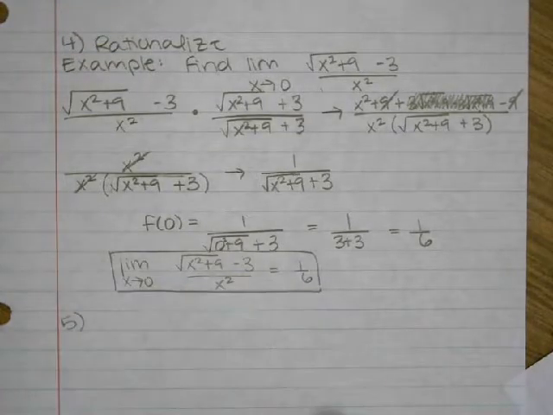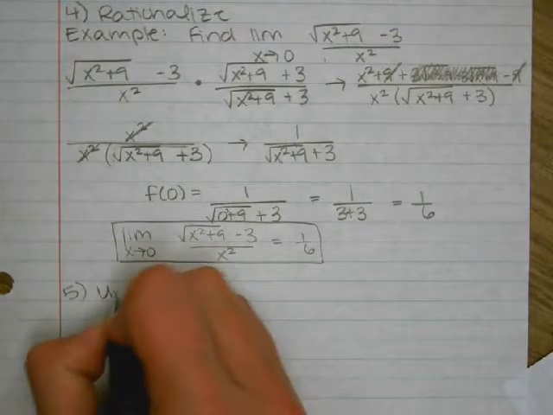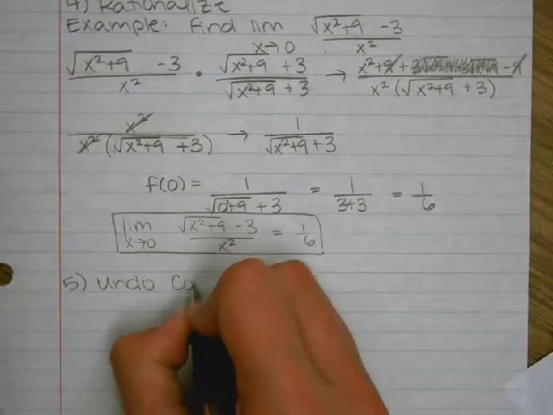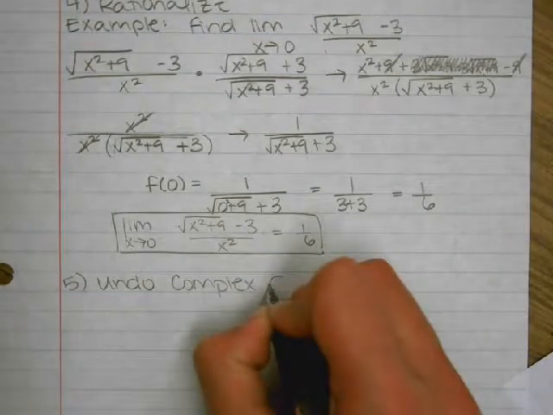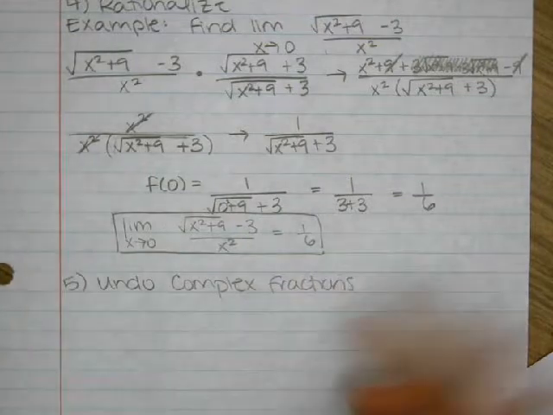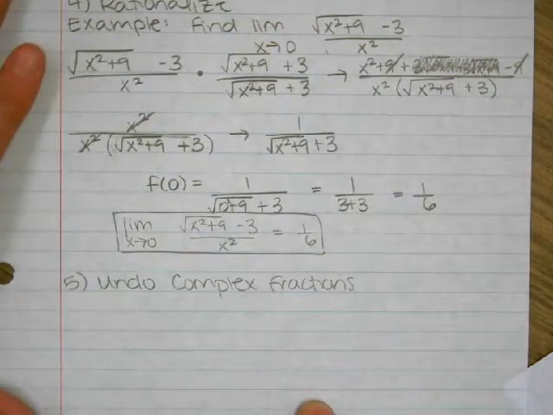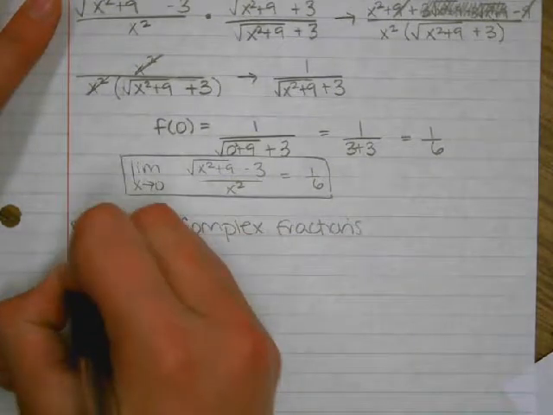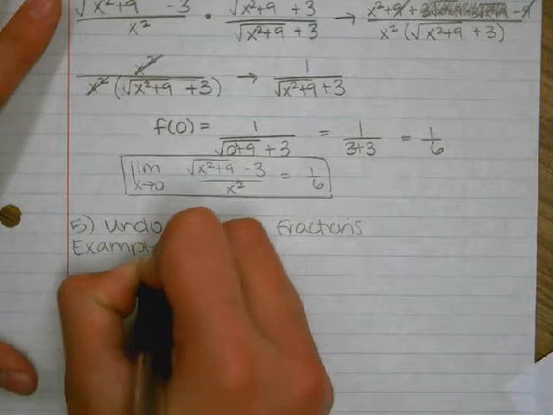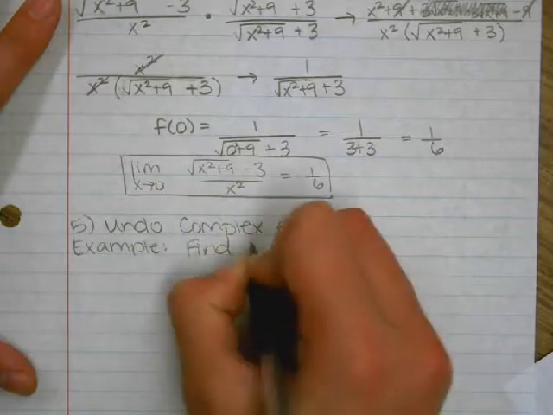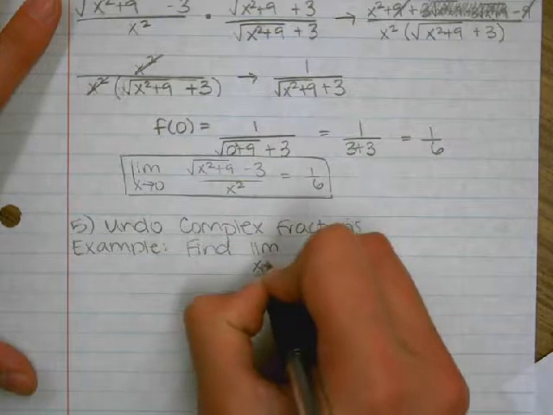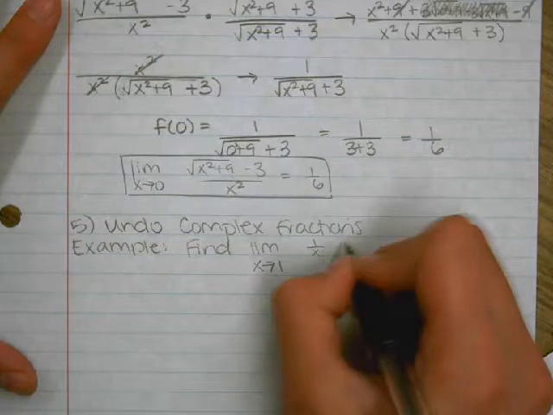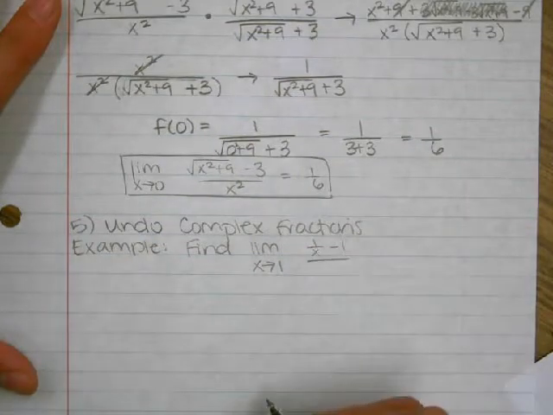We have another method. I promise there's not a million, there's just 2 more. So undo complex fractions, that's another thing we can do, or a better word might be to simplify the complex fraction first. So here's our example for this one. We are going to find the limit as x goes to 1 of 1 over x minus 1 divided by x minus 1.